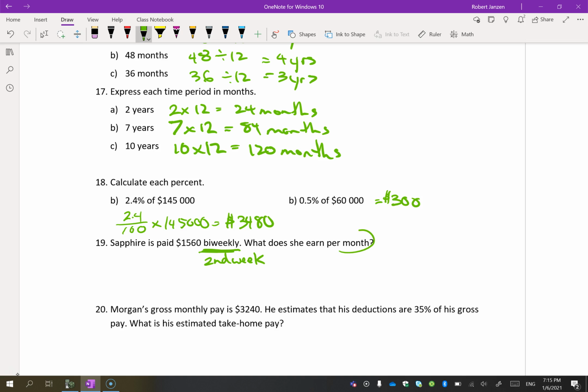Okay, so to change it to month, what you always do is change it to years and then divide by 12. Okay, so I'm going to go 1560 times 26, right, because I'm being paid every second week, and there's 52 weeks in a year. This gives me $40,560 per year. And then if I take that 40,560 and divide it by 12, I find out what I made per month.